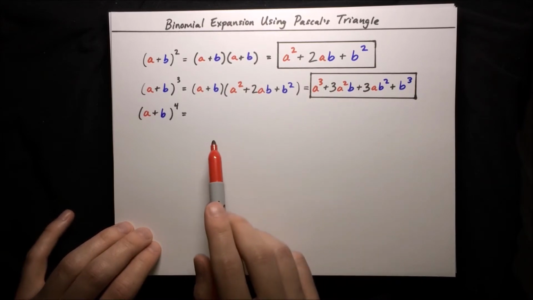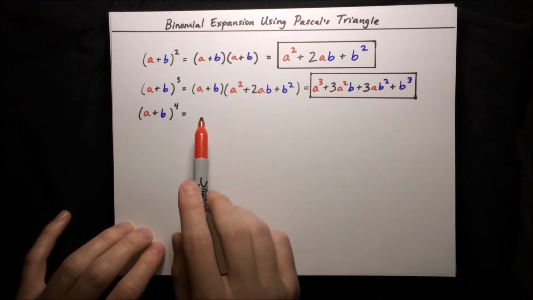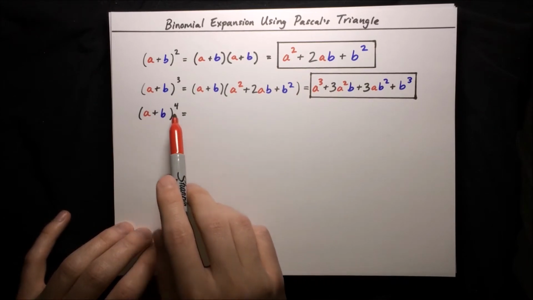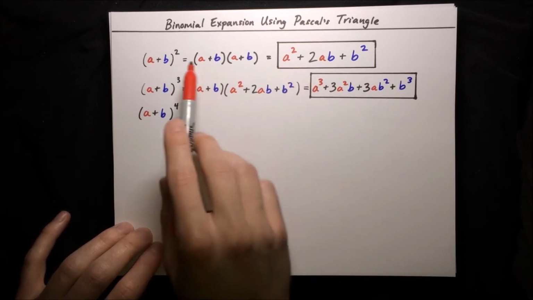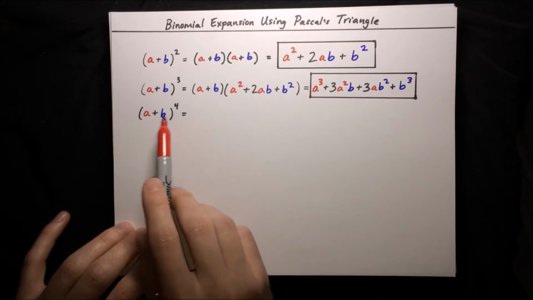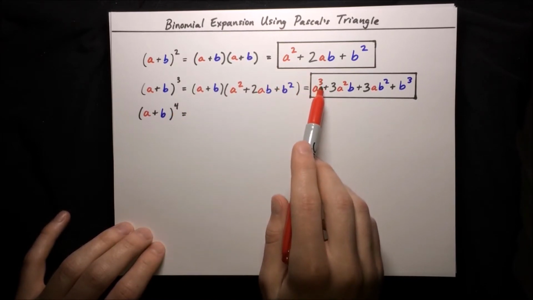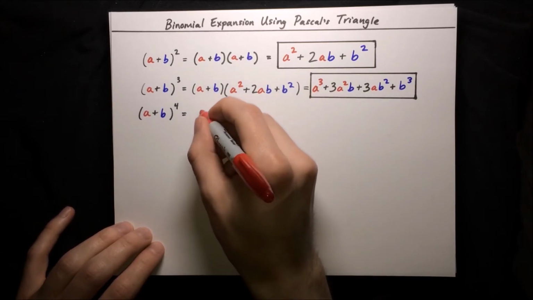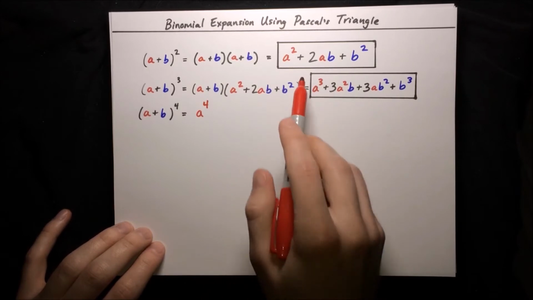So why don't we look and see if there's a pattern that we can find in the results so that we don't have to go through all the work of multiplying a plus b to the fourth? Well, look at the first terms. First term is a squared originally, and then it goes to a cubed. So can you guess what it's going to be for a plus b to the fourth? Well, looks like the exponents are just increasing by 1, so I think it'll be just a to the fourth. Okay, and now how about the next term?